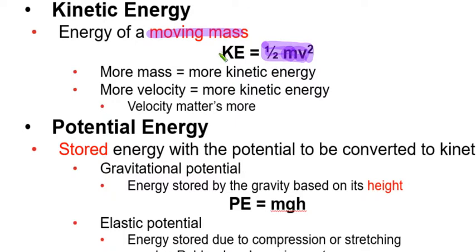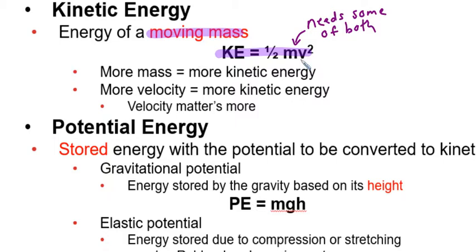So when we think about this equation, we need to recognize that if an object were to have no mass, then we'd have no kinetic energy. And if we have no velocity, then we'd have no kinetic energy. So an object has to be moving, and it has to have mass in order to be considered to have kinetic energy.